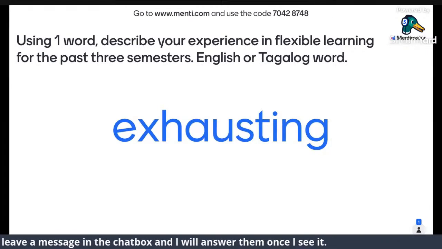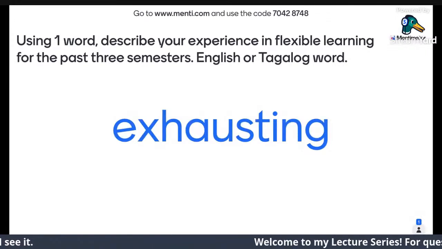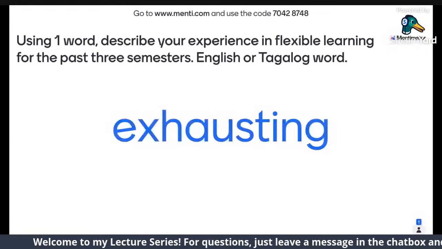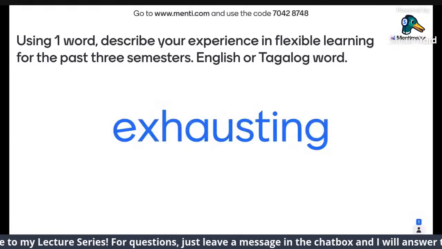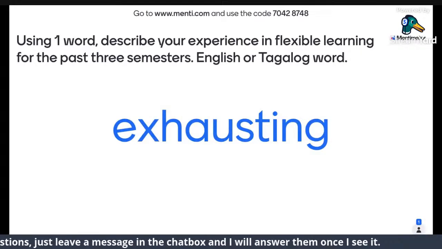So the question is, using one word, describe your experience in flexible learning for the past 3 semesters, English or Tagalog words. So we have the first word there. It says exhausting. How about the rest? I think that answer came from June Marla Desma. Sabi niya, done na po, sir. All right, how about the rest?